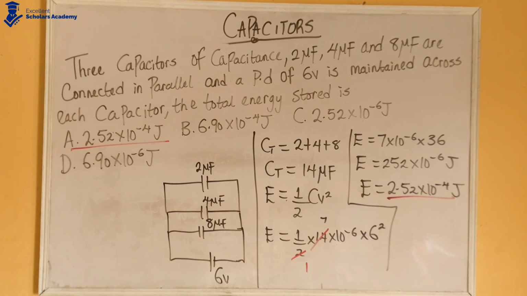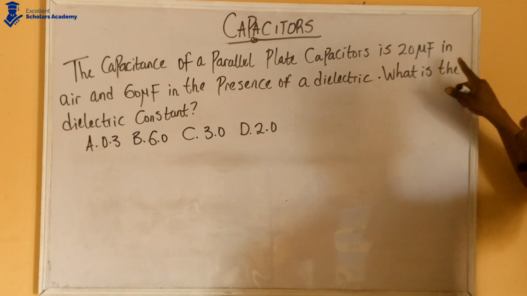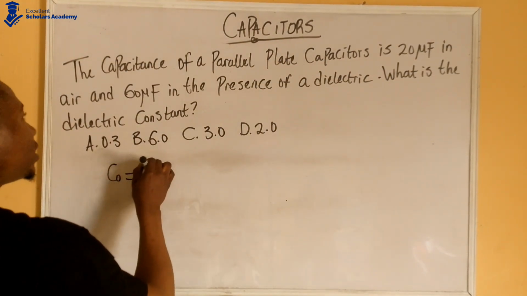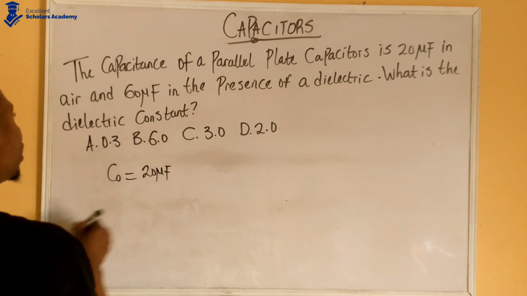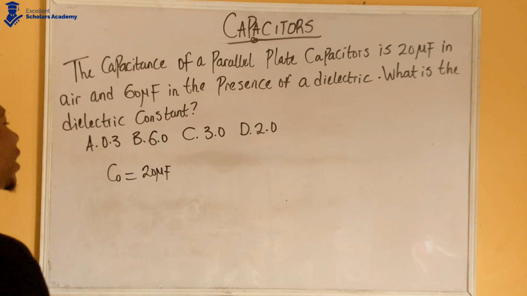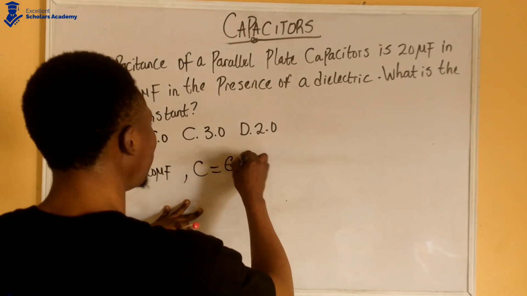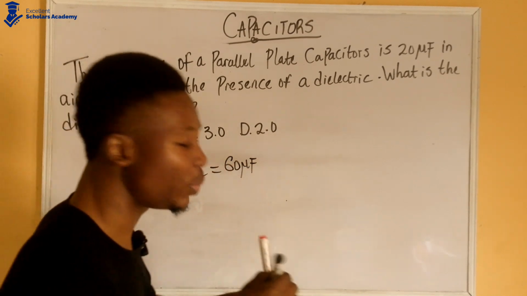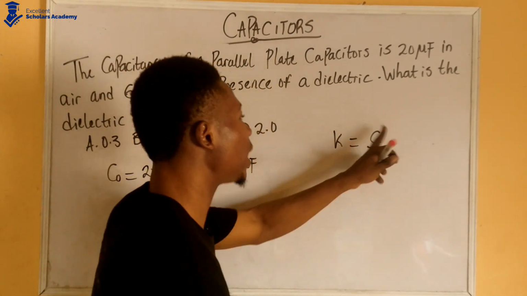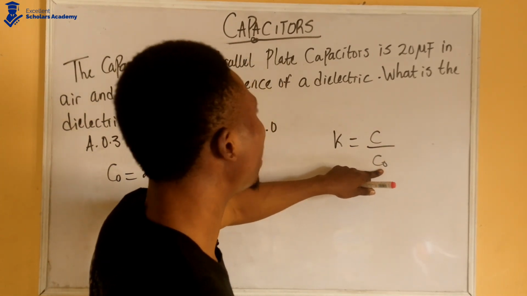The capacitance of a parallel plate capacitor is 20 microfarad in air. Alright, that C0 is 20 microfarad in air, and 60 microfarad in the presence of a dielectric. What is the dielectric constant? Now this is the capacitance in the presence of a dielectric, 60 microfarad. Now, straight to the point. Simply use K is equal to C over C0. This is the capacitance in the dielectric material or medium, and then this is the capacitance in air.